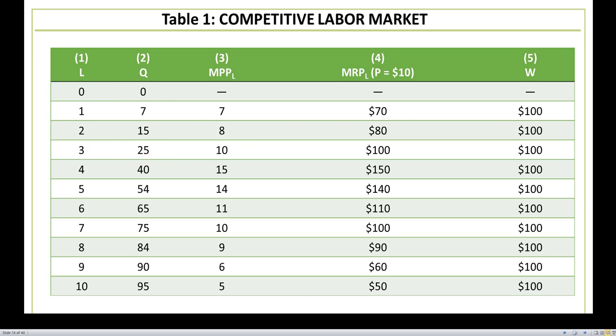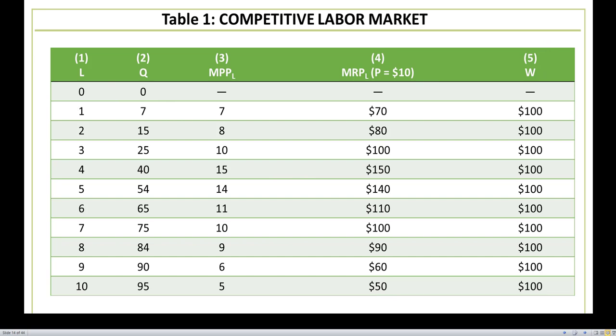So the same methodology, the same techniques that we built up this entire semester, are still very applicable in this market as well. Column number 4 is the MRPL, where the price of this good is equal to $10 each. So all we're doing is looking at MPPL and multiplying it by the price of the good. So here, remember that the marginal physical product of labor is the additional output that the 1 additional worker is going to be able to generate. So we're taking every single number that we calculated in column number 3 and multiplying it by the price of the good. So 7 times 10 gives us 70. 8 times 10 gives us 80. 10 times 10 gives us 100, and then so on down the line. And finally here, column number 5 is the wage rate that we have for every single one of these workers.